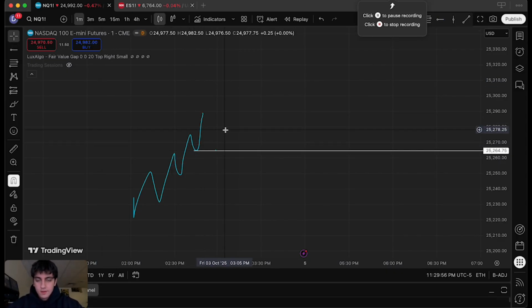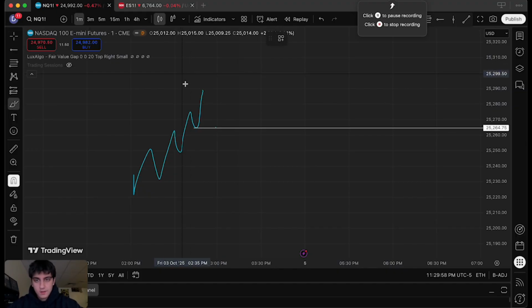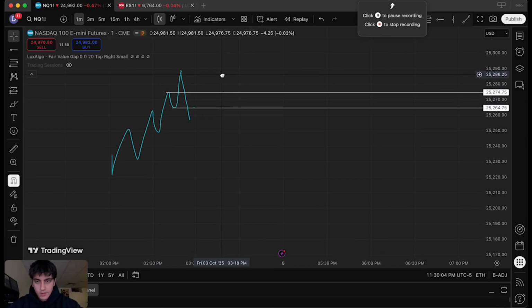Okay, let's say we're in an uptrend. Price breaks structure. Another high right here. What would this be? An order block. I mean, what am I doing? Okay. This would be a breaker block right here.